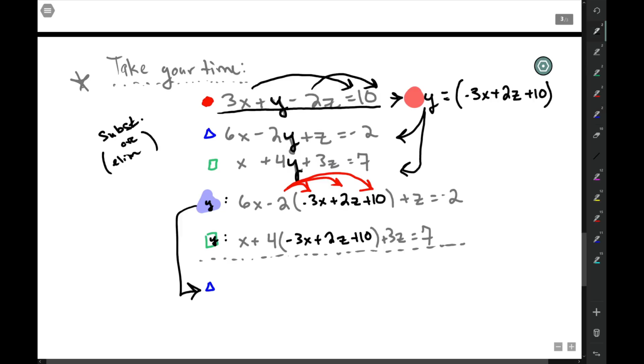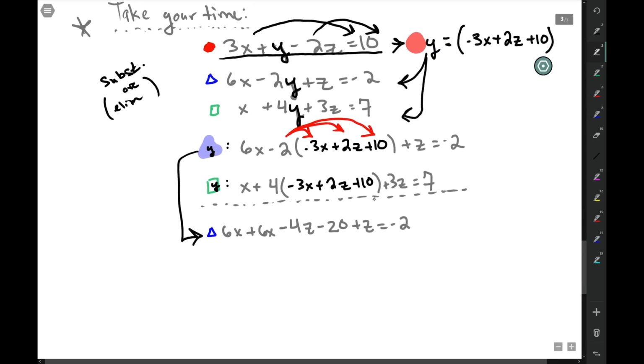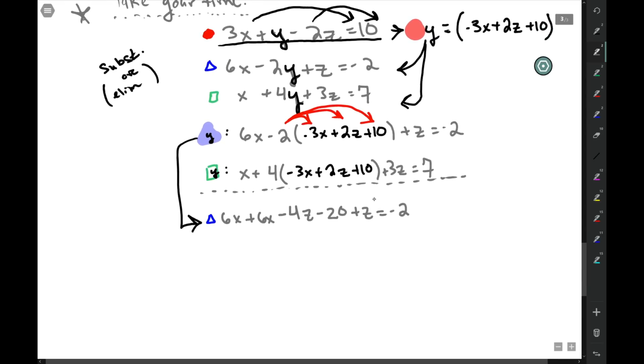Triangle from here now is 6x plus 6x minus 4z minus 20 plus z equals -2. And see how here's where all the math is coming together. 6x plus 6x is 12x. My -4z plus z is -3z. I'm going to just add my 20 over now. And that gives me 18.